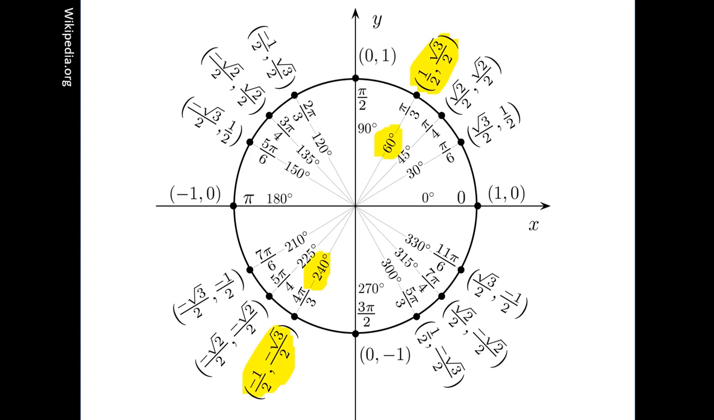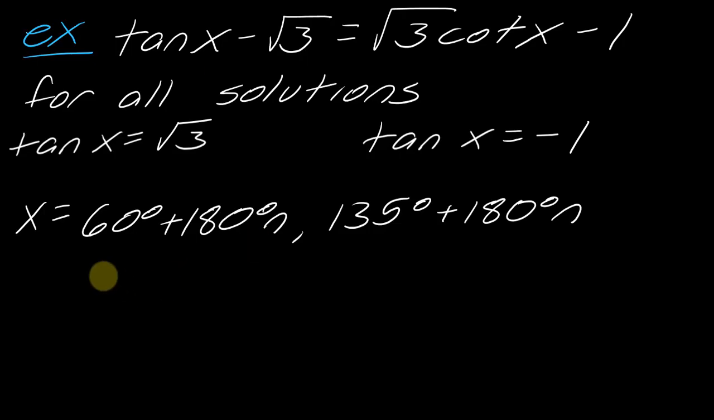So now let me just clear some space and let's look. So here's where we're going to have tangent of x equal to square root of 3. And here's where I'm going to have tangent of x equal to -1. And the thing I want to notice here, so these solution pairs, they are each 180 degrees apart. So I can really just have my solutions start at 60 degrees and 135 degrees, and then just keep adding increments of 180 degrees. And so I get the solutions that you see here.